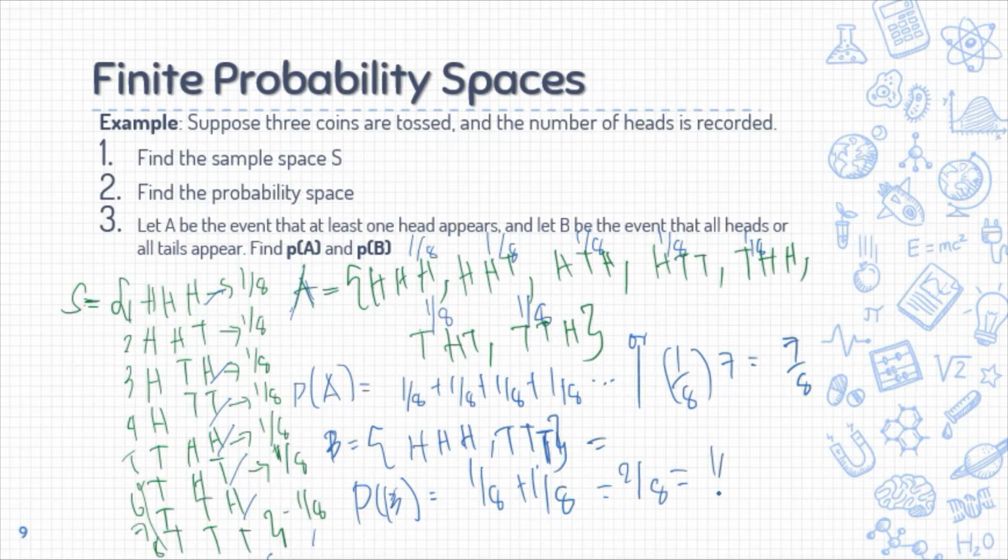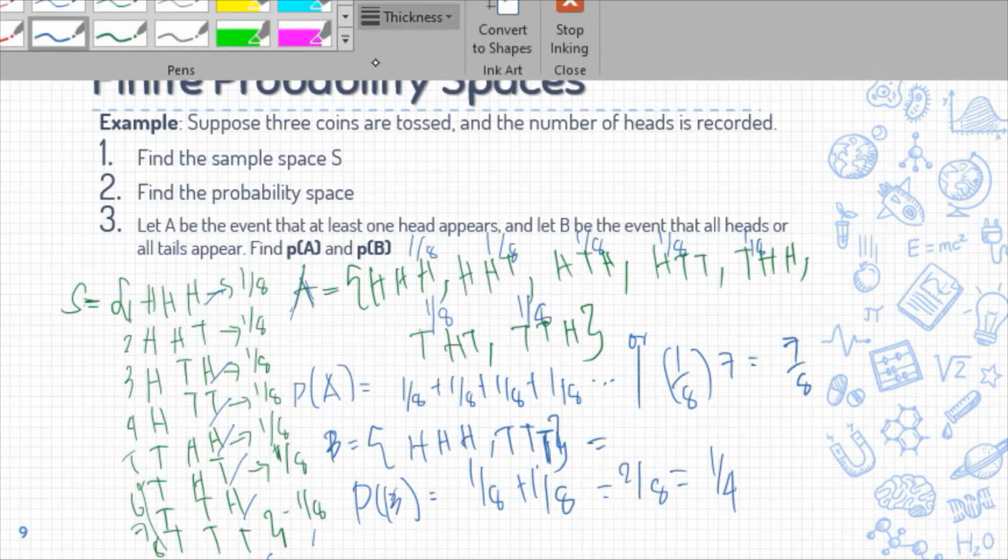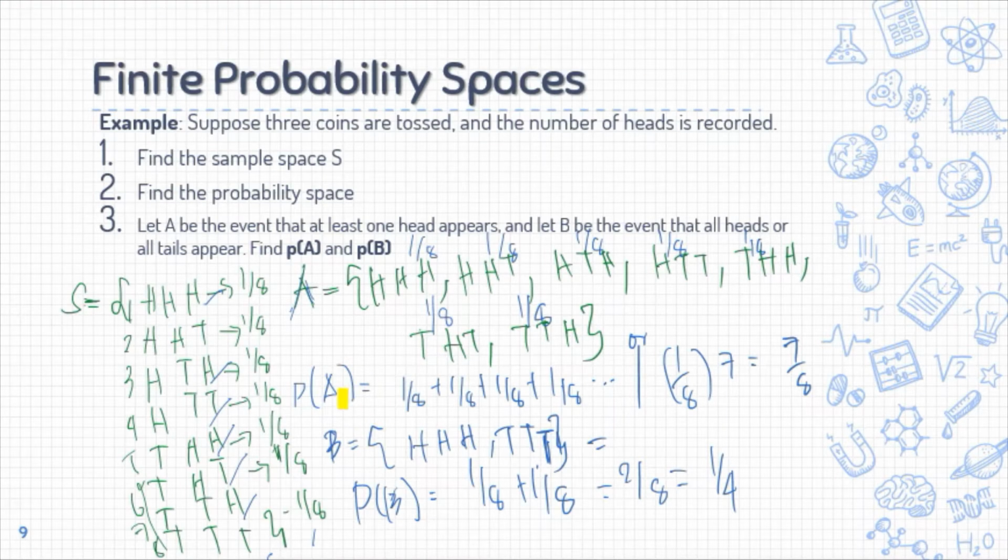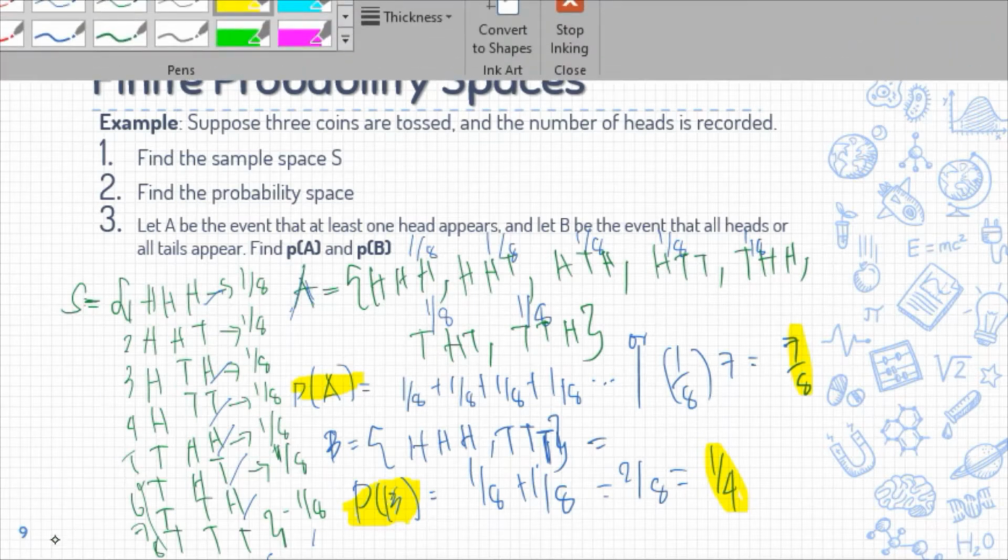Or 1/4. So that is now our answer. This is our probability of A, and this is our probability of B. Okay. So if you have further questions, don't hesitate to ask me.